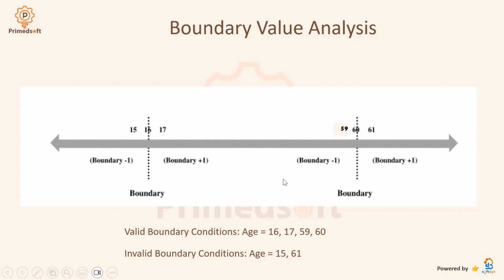So with the equivalent class partition, we'll have only 3 possible test conditions. But with boundary value analysis, we are having 5, which is 15 negative, 16 positive, 17 positive, 59 positive, 60 positive, and 61 negative. Is this clear? Any question before we move further?